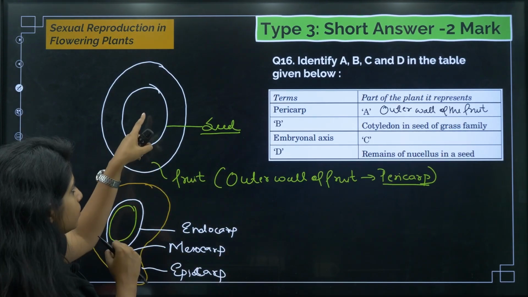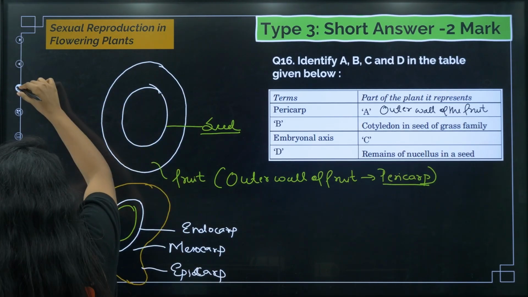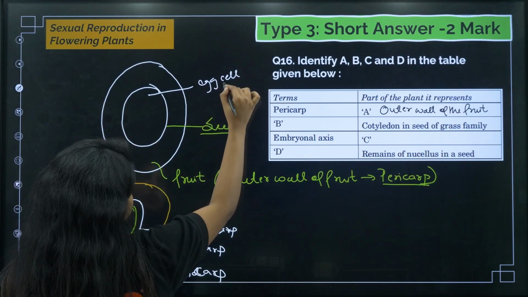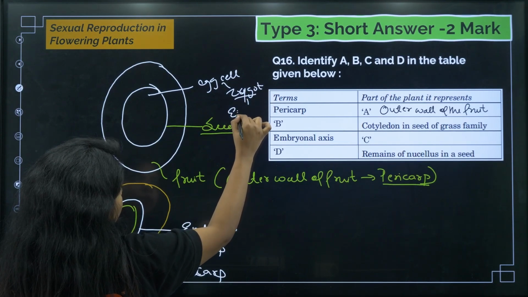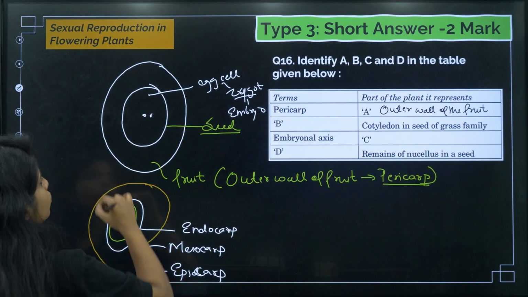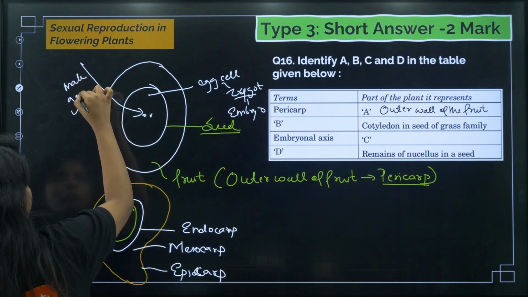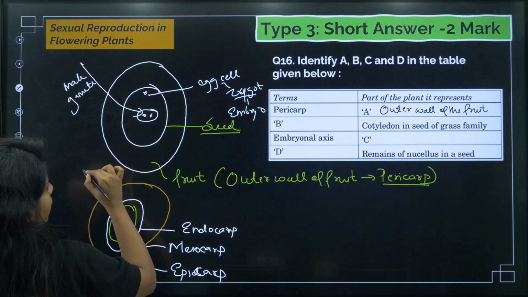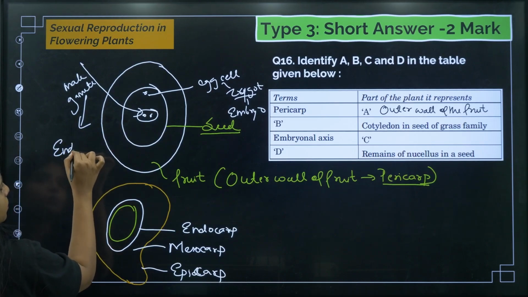So in the seed, the egg cell will undergo fertilization and form the zygote. Agree? And the zygote will later form the embryo. Remember the two nuclei that were over here? These will fuse with another male gamete. When the pollen grain comes, it comes with two male gametes. One male gamete fuses with the egg cell, the other male gamete fuses with the two polar nuclei, and this fusion results in something known as endosperm.